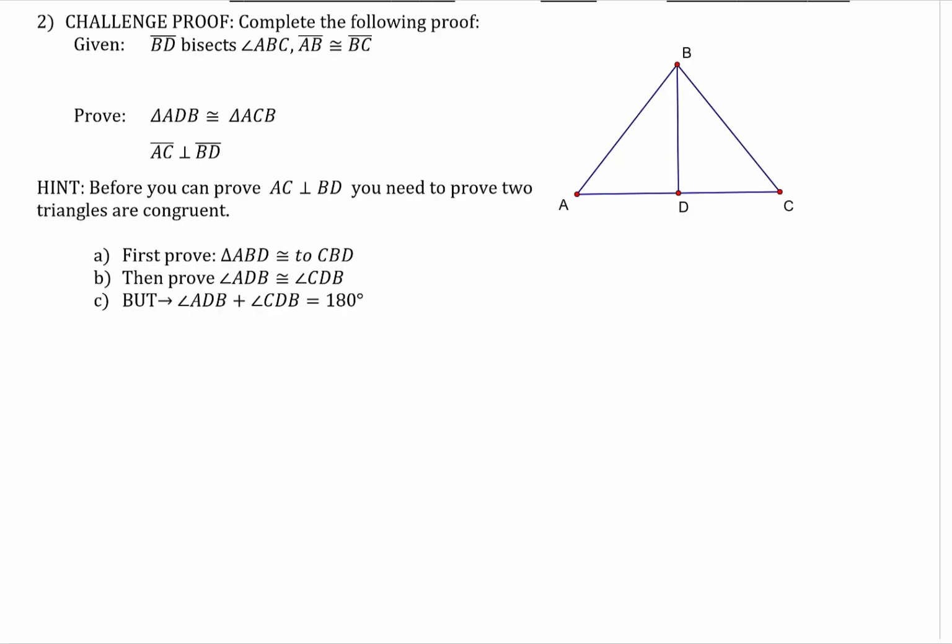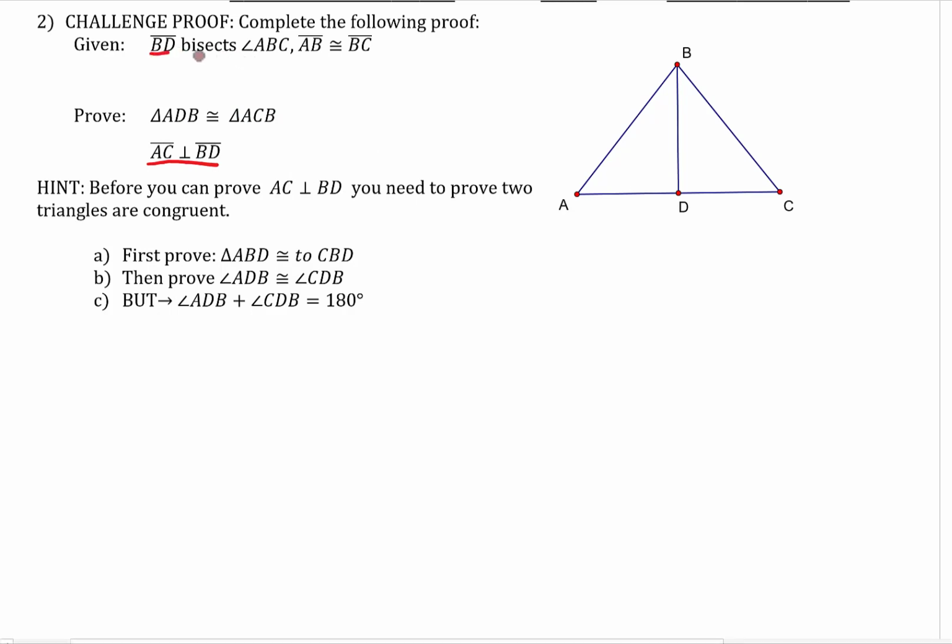Okay, this proof is actually kind of challenging because it's going to ask us to prove that AC is perpendicular to BD. So we want to try to prove this guy and this guy are perpendicular. What we have to do is first prove that their triangles are congruent, whether they ask us or not. Here they did, but this could have been crossed out completely and we'd still have to prove those triangles congruent. So let's get started and look at the givens.